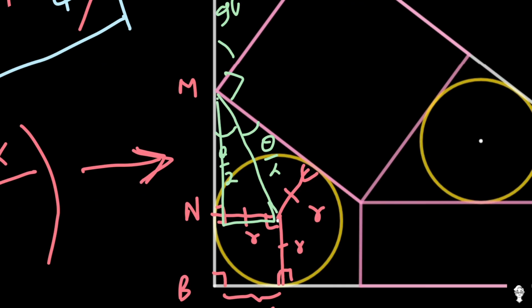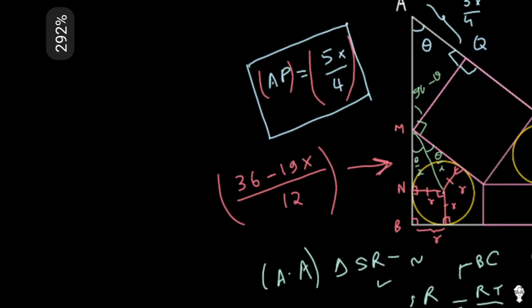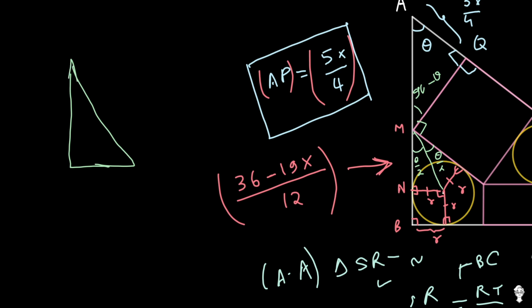Now we can see that here we have this right angle triangle, so let me redraw this right angle triangle outside. So the right angle triangle is like this way. Here is the angle theta upon 2, here is the 90 degrees, this length is the radius of the circle and that has a value x upon 3. This is the line segment MN and we have already got its value as 36 minus 19 times x divided by 12.